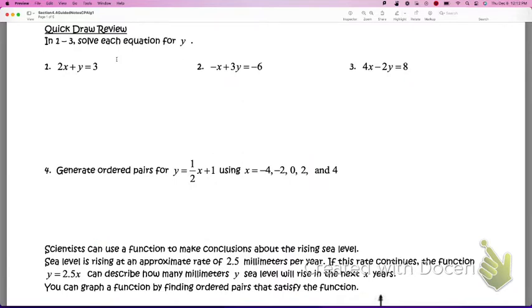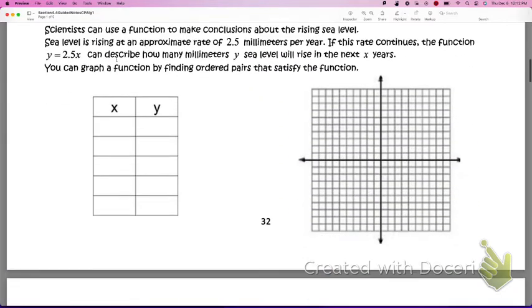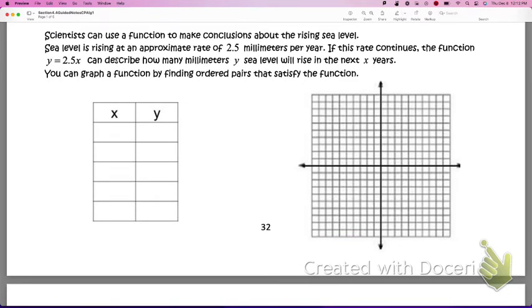Okay, so it says scientists can use a function to make conclusions about the rising sea level. Sea level is rising at an approximate rate of 2.5 millimeters per year. If this rate continues, the function y equals 2.5x can describe how many millimeters y sea level will rise in the next x years. So, y, is that your input or your output? That's your output, right? And we know that output is the same as the dependent variable.